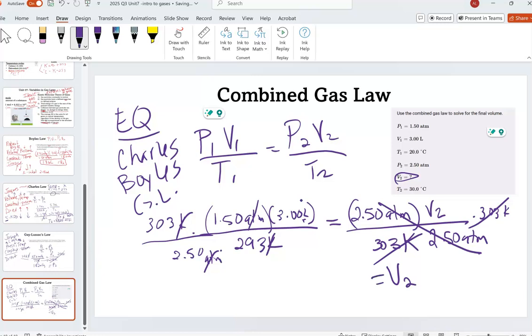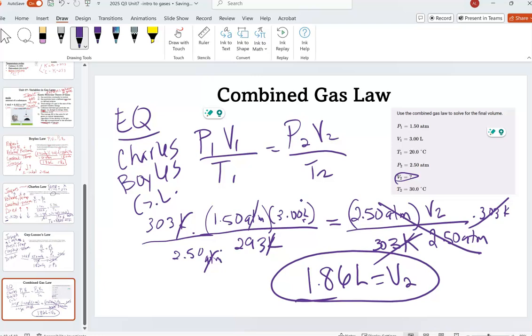So V2 is equal to 303 times 1.50 times 3 divided by, I always like to put whatever's on the bottom, if there's more than one thing on the bottom, I always like to put it in parentheses. So I'm going to do open parentheses 2.50 times 293 close parentheses, which is equal to, my final volume is 1.86 liters.